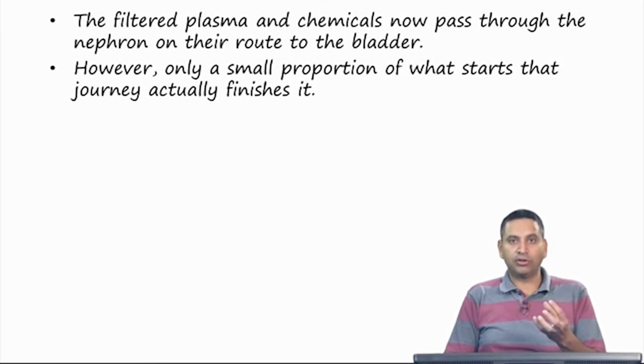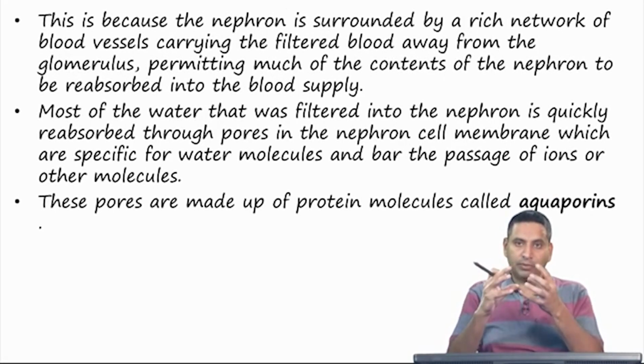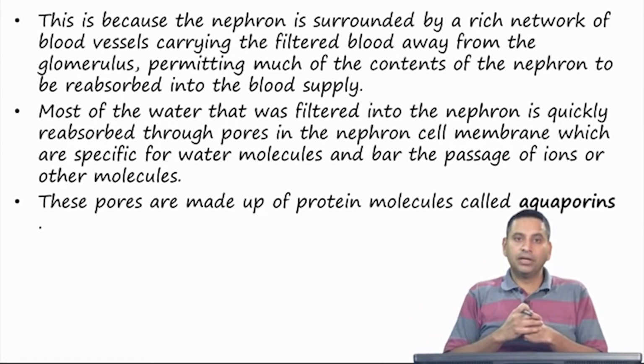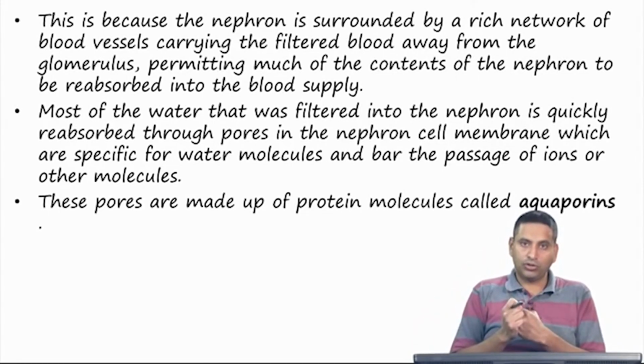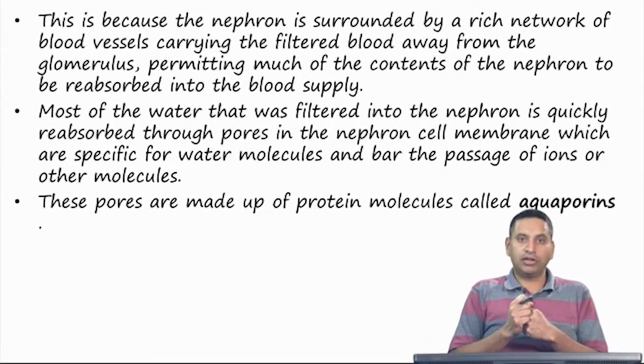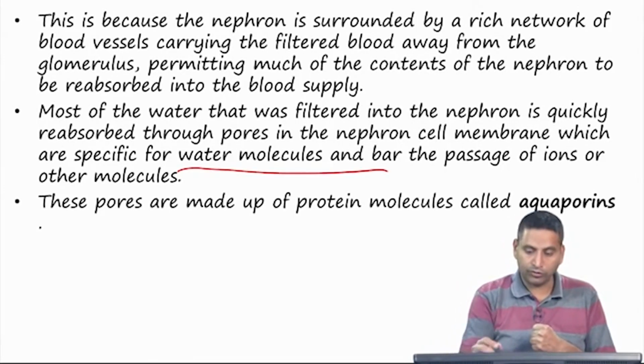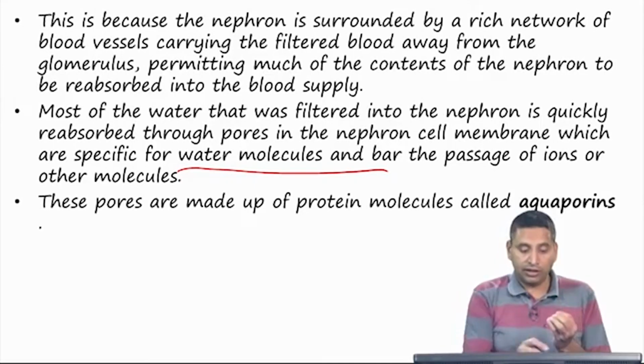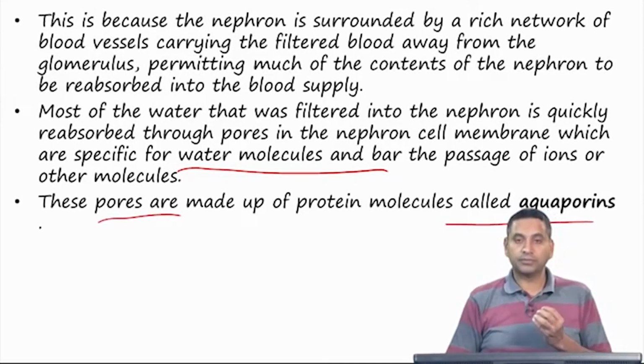However, only a small portion of what starts the journey finishes it. This is because the nephron is surrounded by a rich network of blood vessels carrying the filtered blood away from the glomerulus. Therefore, the contents of the nephron can be reabsorbed into the blood supply. Most of the water that was filtered into the nephron is quickly reabsorbed through pores on the cell membrane, which are very specific for water molecules and do not allow the passage of ions or other molecules. These are the pores that we are interested in, and they are called aquaporins.